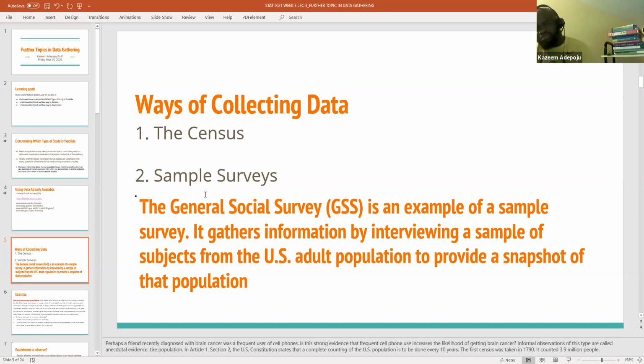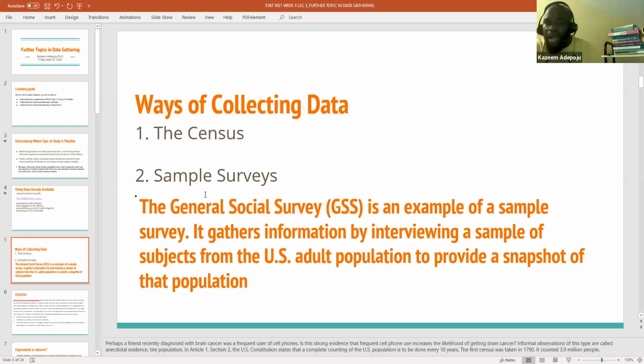But you know what? Having a complete enumeration is not advisable, because the disadvantage is that you're going to waste time and you're going to cost money. Imagine you want to study the entire people in this country or in a particular country, and it is not until you study everybody that you'll be able to get the information you need.